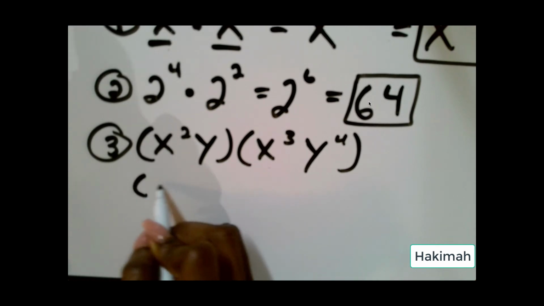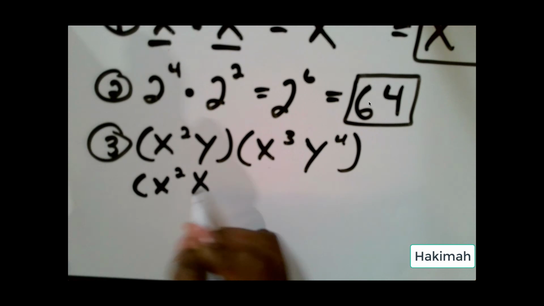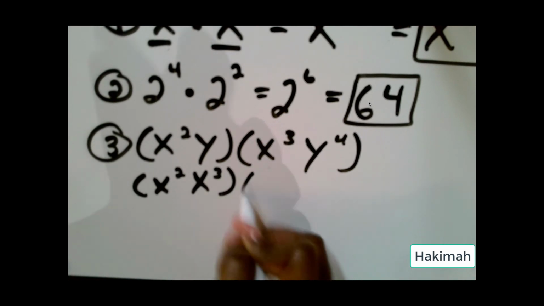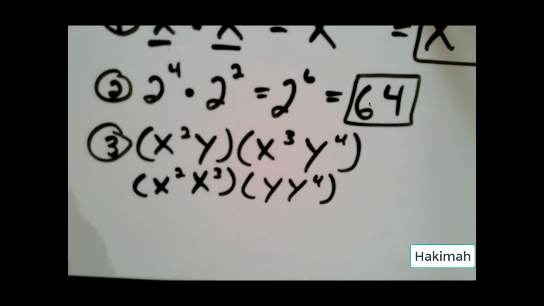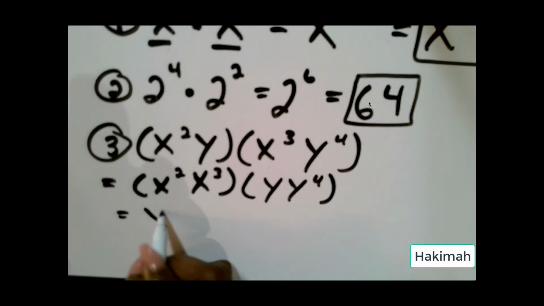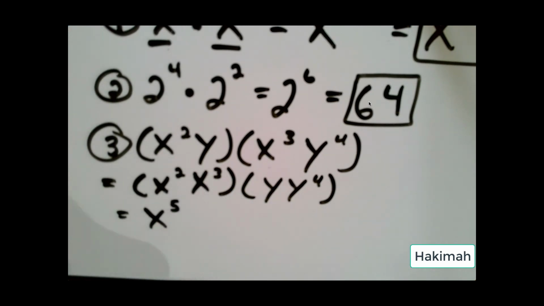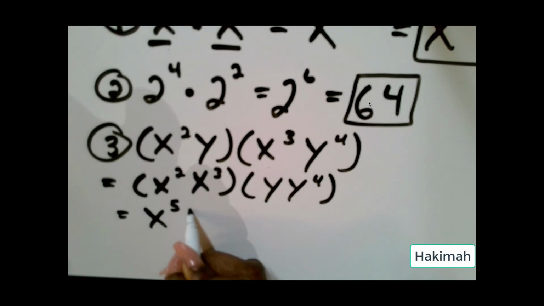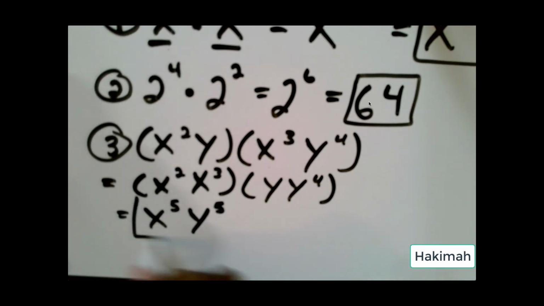So I'm going to say, okay, let me put my same bases together. I have x squared times x cubed multiplied by y to the 1st times y to the 4th. Anytime I'm multiplying with the same base, I keep my base and I add my exponent. So I end up with x to the 5th. Multiplying with the same base, keep my base, add my exponent. So I end up with y to the 5th.